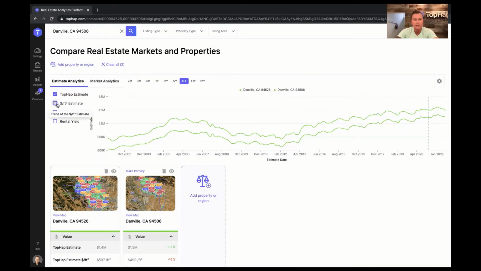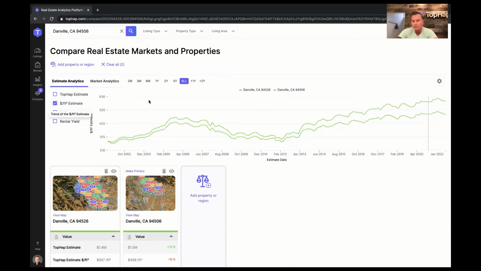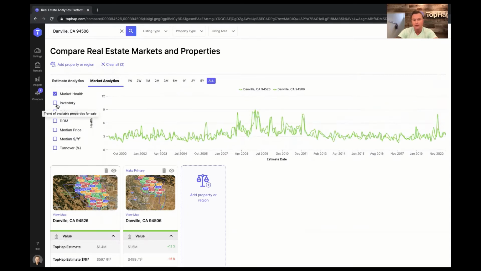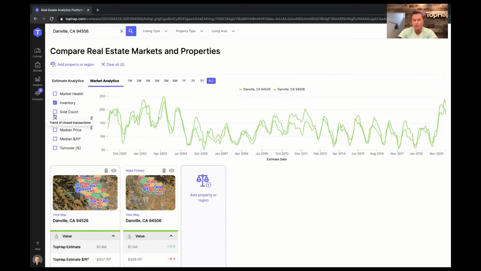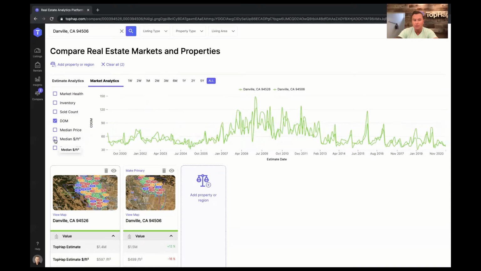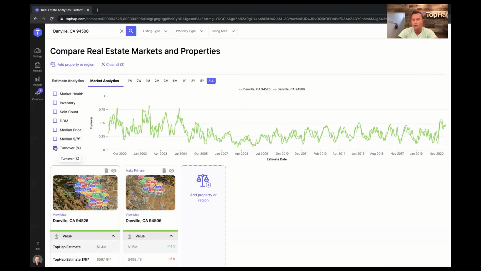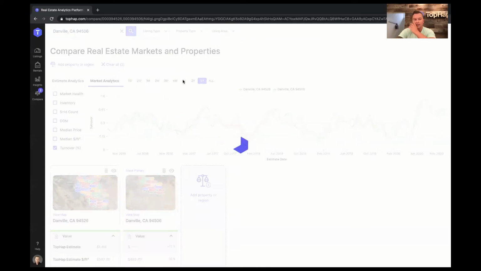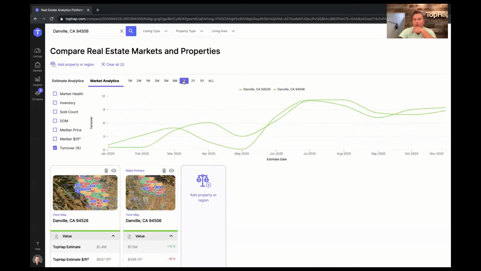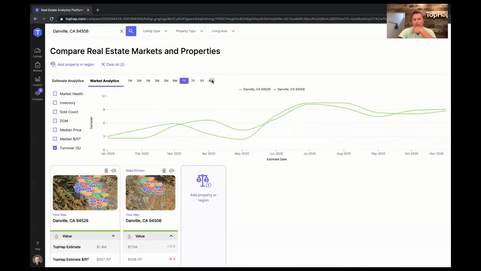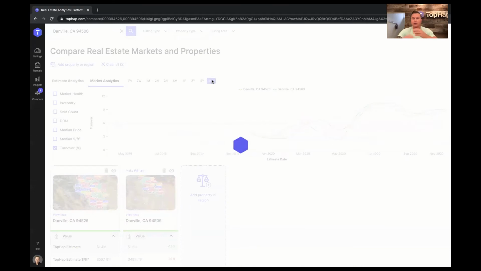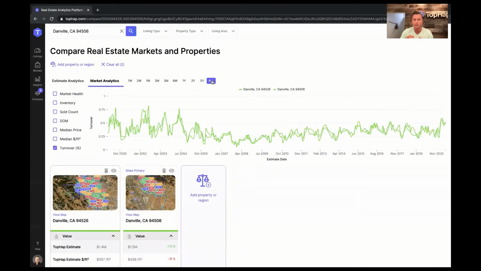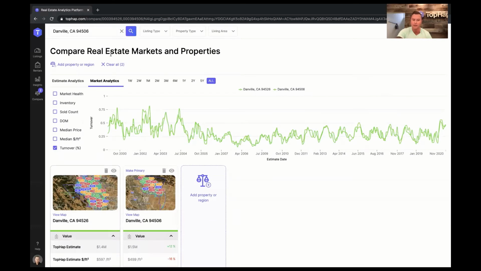You can take a look and see what the price per square foot has done over the last 20 years. We can look at inventory over 20 years, sold counts, days on market, medians, price per square foot, median turnover information. And you can analyze 20 years, 5 years, 1 year, 3 months, and so on. So very granular type of analysis for a neighborhood, zip code, city, custom region, or even a specific address.